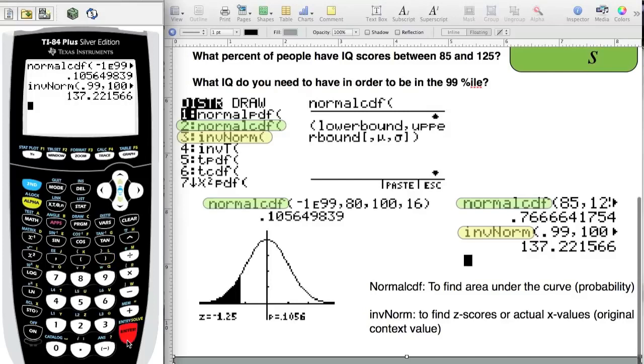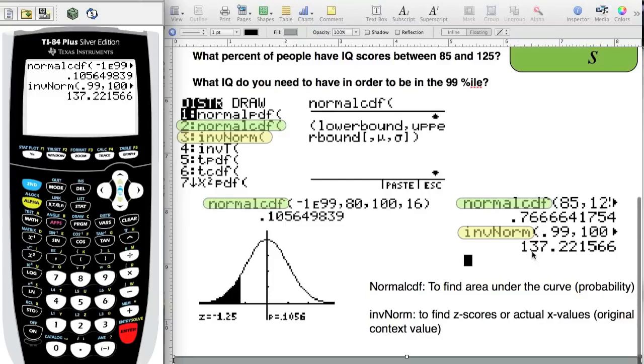I hit enter, and it shows me that in order to be considered in the 99th percentile, I would have to score an IQ of at minimum 137.22. If they only give you a whole number value, then I have to round that all the way up to 138, because if I were just at 137, then I would be slightly below the 99th percentile. So in this case, if we just want to be specific, 137.22 would be my actual IQ score.